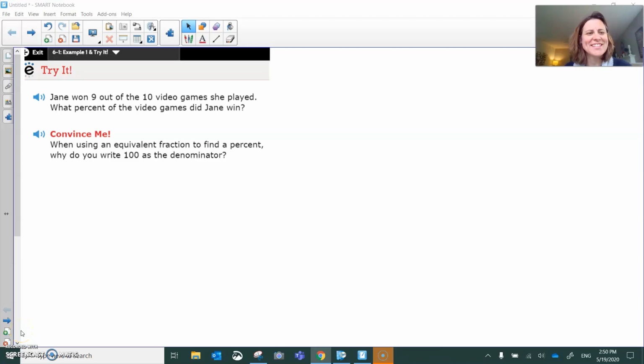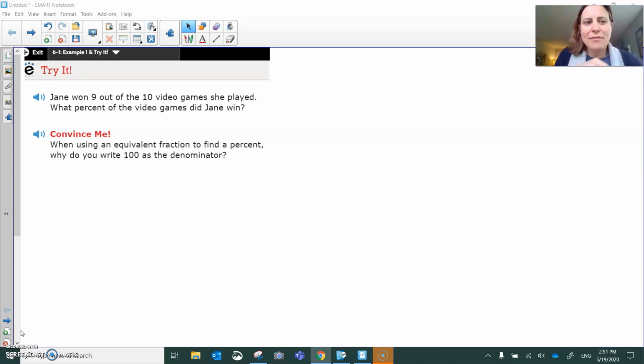Hi, sixth graders. This is Topic 6, Lesson 1, Try It, from Example 1, all about percents. What we learned in this lesson is that a percent is something compared to 100. If this whole thing was 100, how many of the parts would make 100%? Or how many of the parts out of 100%?